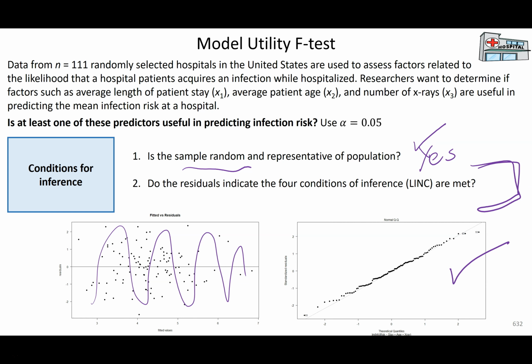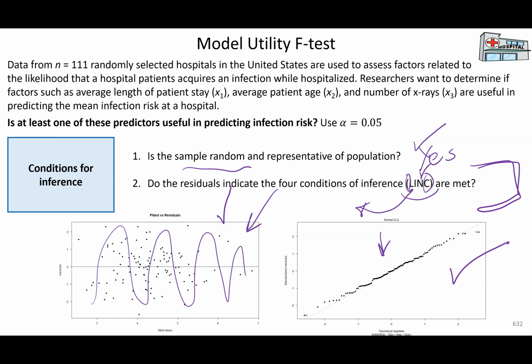Then here, do the residuals indicate the 4 conditions are met? So linearity, independence, normality, and constant variance. For linearity and constant variance, I'm going to look to the residuals versus fitted. This is where it's saying I have nice, even scatter. It looks good. I would say yes, that linearity and constant variance are roughly met. I don't see fanning out or funneling in. I don't see any curve shapes. Normality, I would say this is met as well.